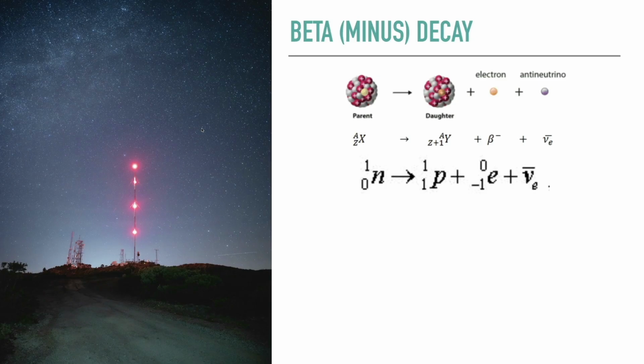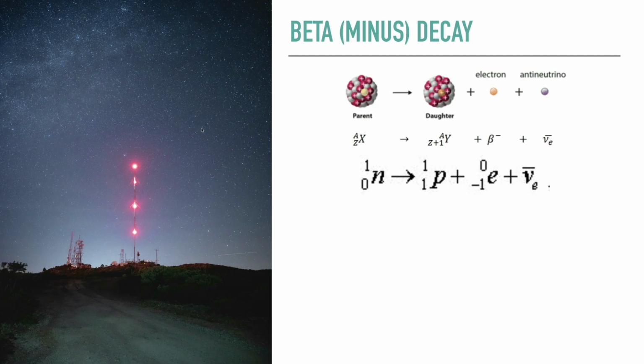Now we move on to beta minus decay. So we have a representation of it here. We've got the parent nucleus, which is unstable. It transitions into a daughter nucleus, which is more stable. And in the process, it gives off an electron and an antineutrino. The reason this is called a beta minus decay is because the electron is minus. So beta minus decay gives off an electron, which is minus.